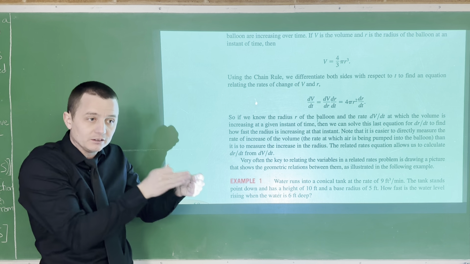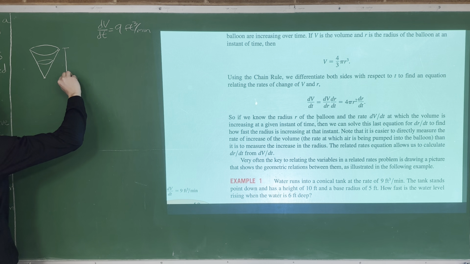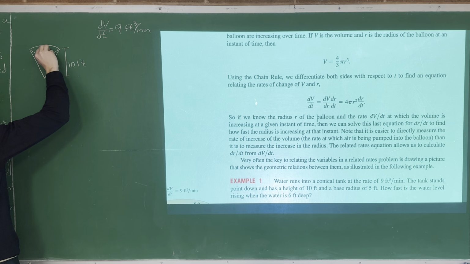The tank stands point down. We kind of assumed that, but it's good that they told us, because our tank could have been two ways. The tank stands point down and has a height of 10 feet and a base radius of 5 feet. So I know that this tank is 10 feet tall, and I know that the radius of my tank at the top is 5 feet. Sorry, writing kind of small; I should have drawn my picture bigger. So 10 feet tall, and 5 feet is the radius at the top of it.